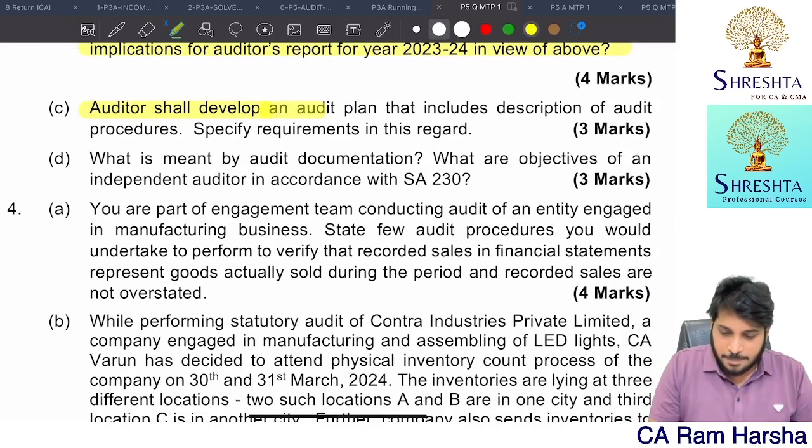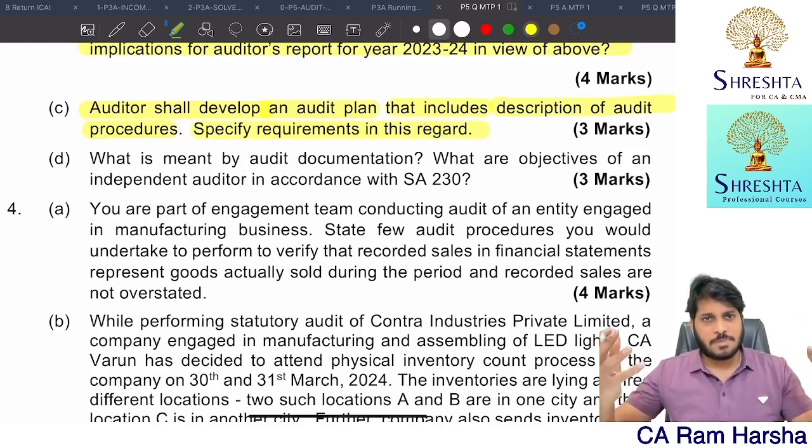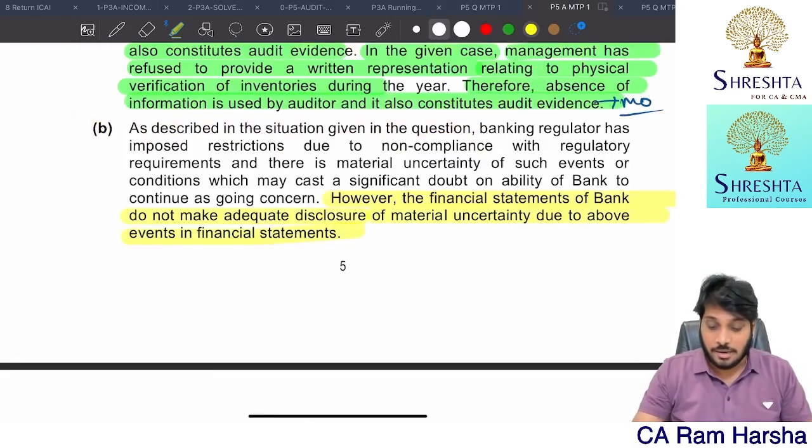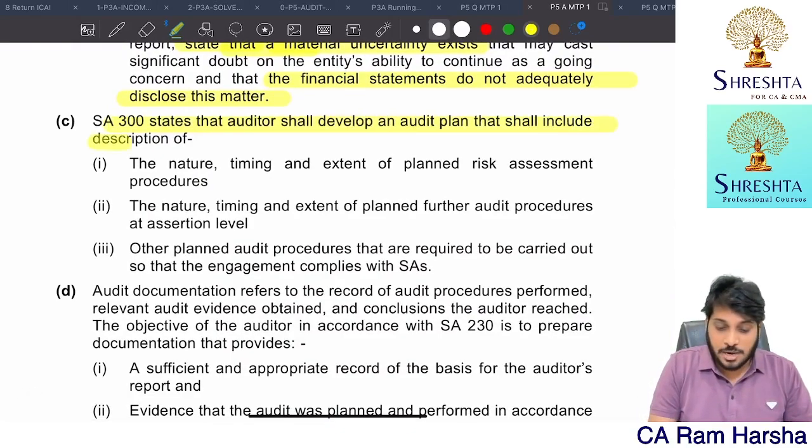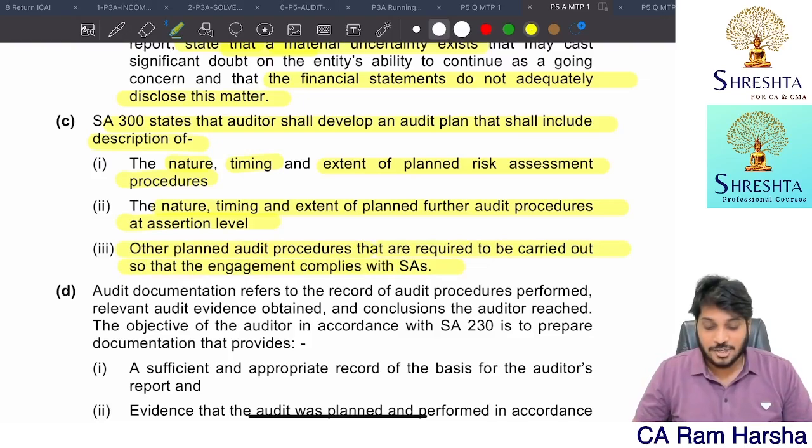The auditor shall develop an audit plan that includes a description of audit procedures. Specify requirements in this regard. So you should develop the plan. What are the elements of the plan? Very simple, a straight, simple question. The auditor shall develop an audit plan which shall include the nature, timing and extent of planned risk assessment procedures, the nature, timing and extent of further audit procedures, and other planned audit procedures that are required to be carried out as per standards on auditing.